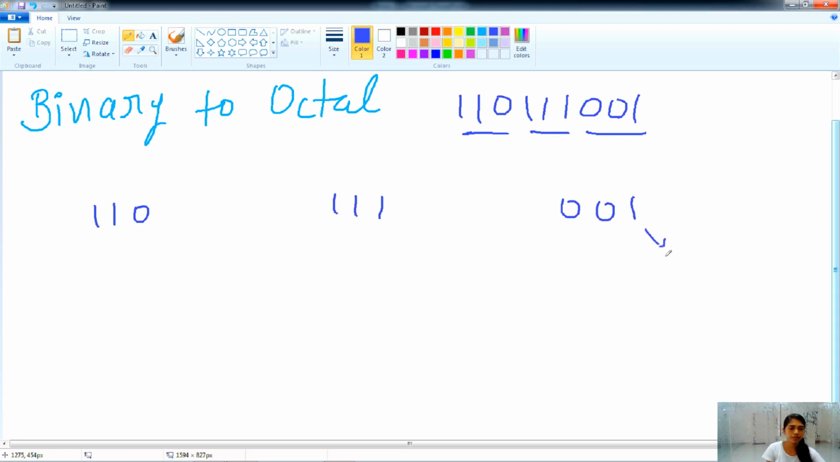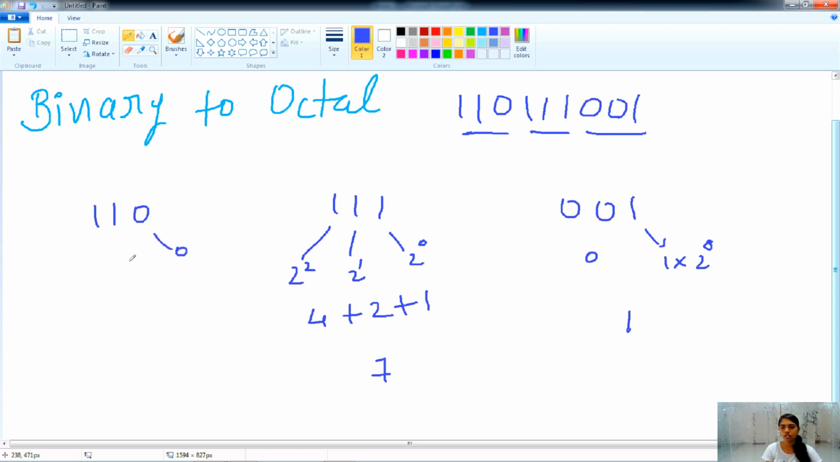So what would it be? For it, 1 into 2 raised to 0. For this 0, obviously 0. So 2 raised to 0 into 1 gives us 1. For this it would be 2 raised to 0, 2 raised to 1 and 2 raised to 2. So it would be 4 plus 2 plus 1. So it would be 7. And for this it would obviously be 0.